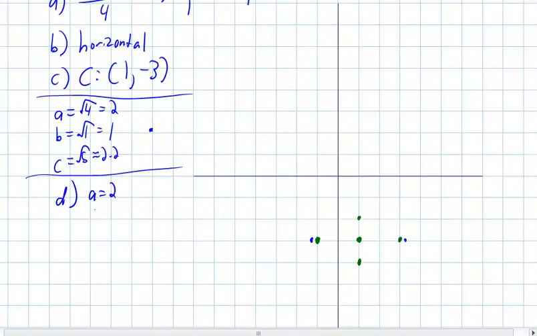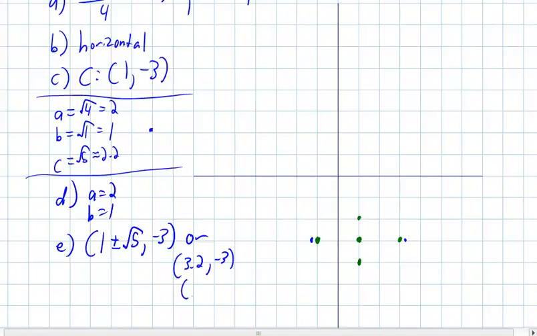Step D, a equals 2, b equals 1, and step E, we found our foci at, well, our original point was 1, negative 3, and since we're going right and left, we're going to change the x. This is going to be 1 plus or minus radical 5, comma negative 3. Or we have 1 plus 2.2 or 3.2, negative 3. 1 minus 2.2 or negative 1.2, negative 3. If you check the coordinates carefully, this one corresponds to that blue point and this one corresponds to that blue point. So they are correct.